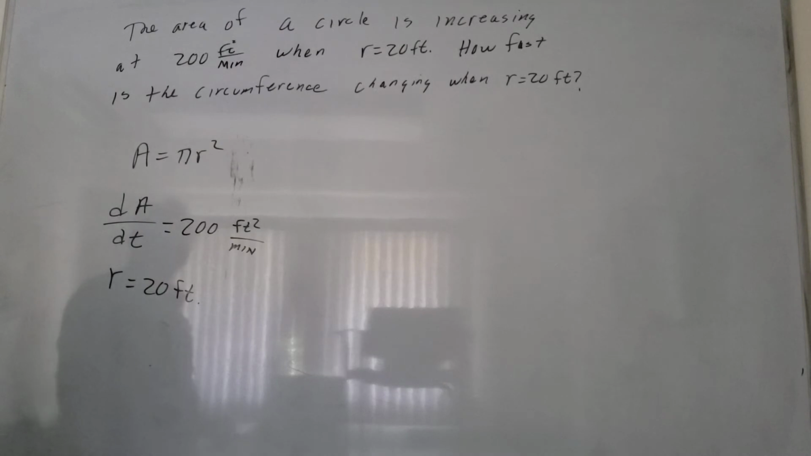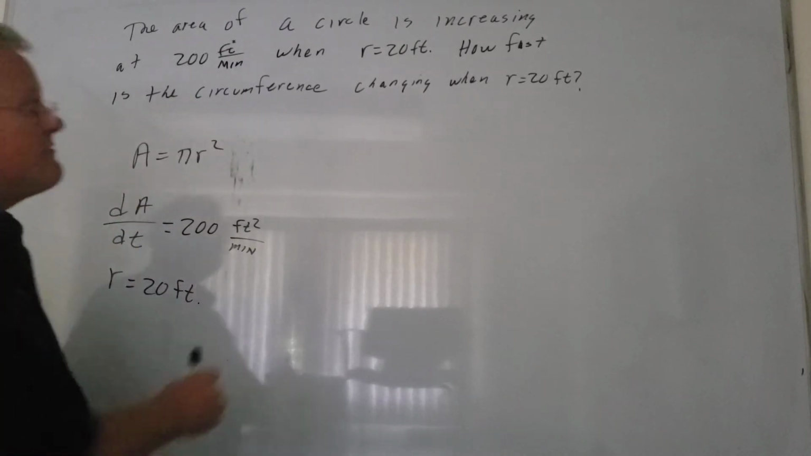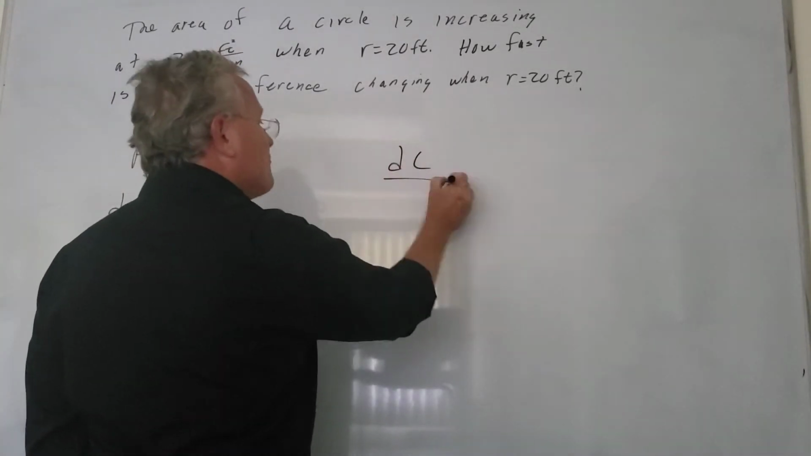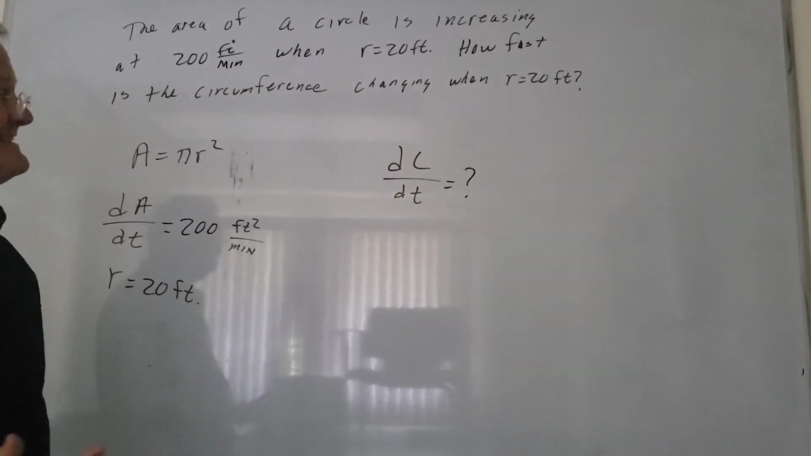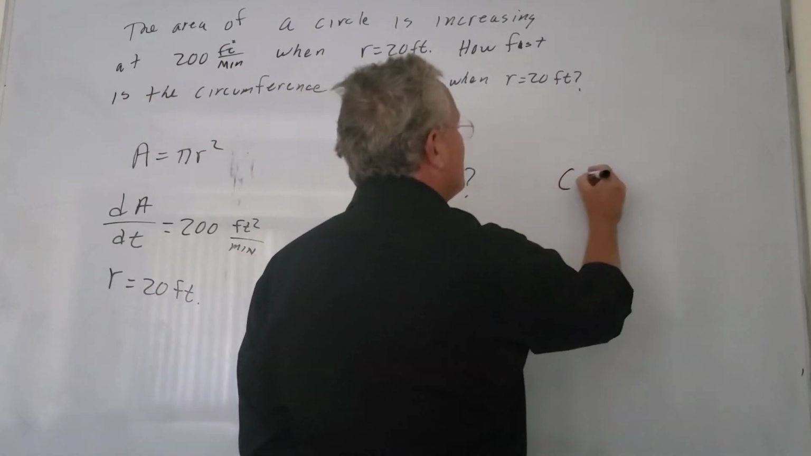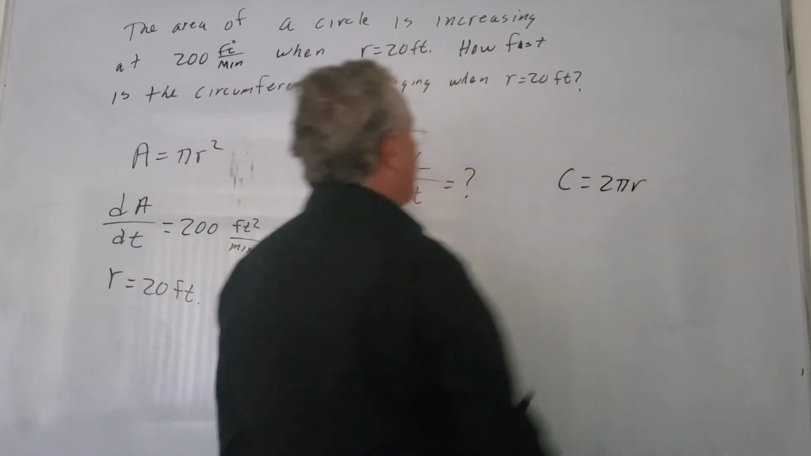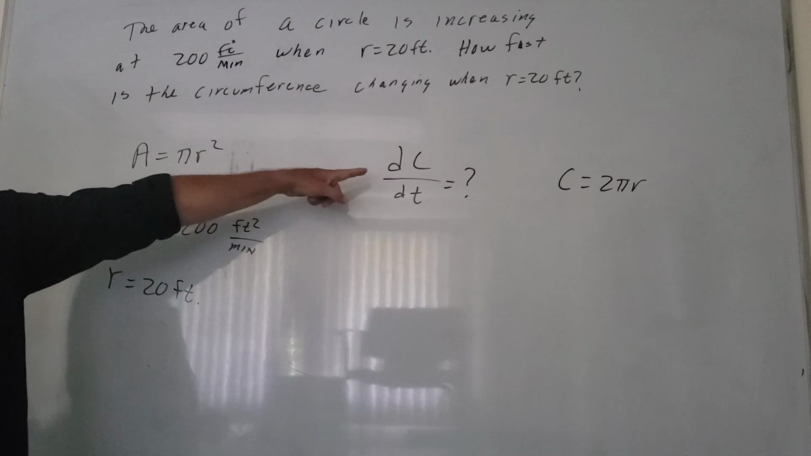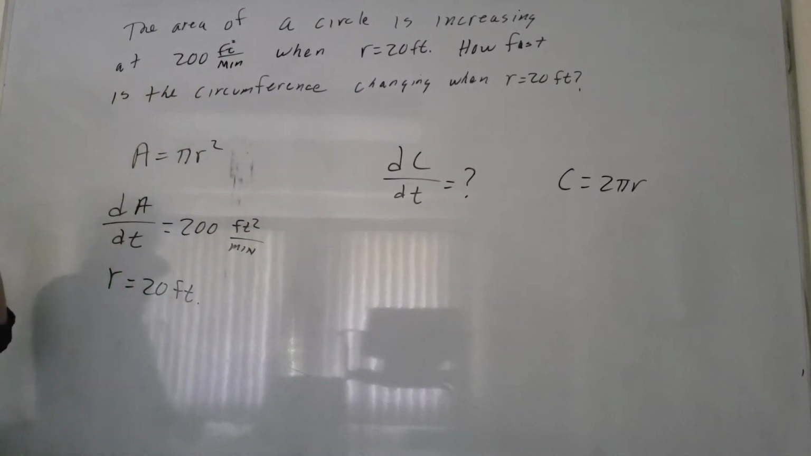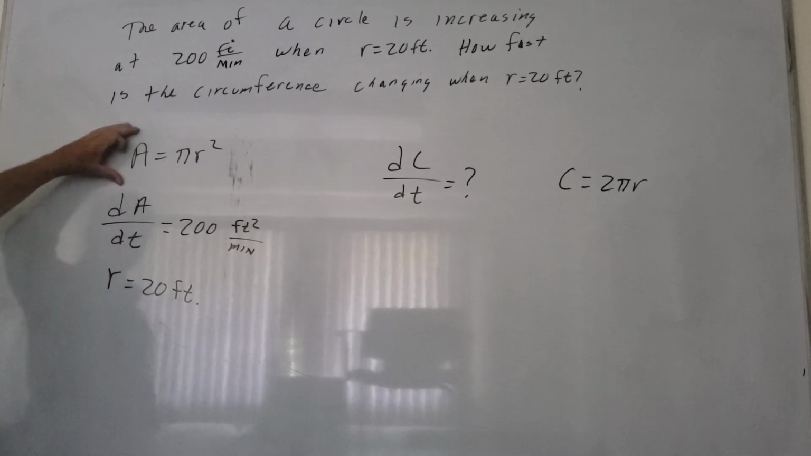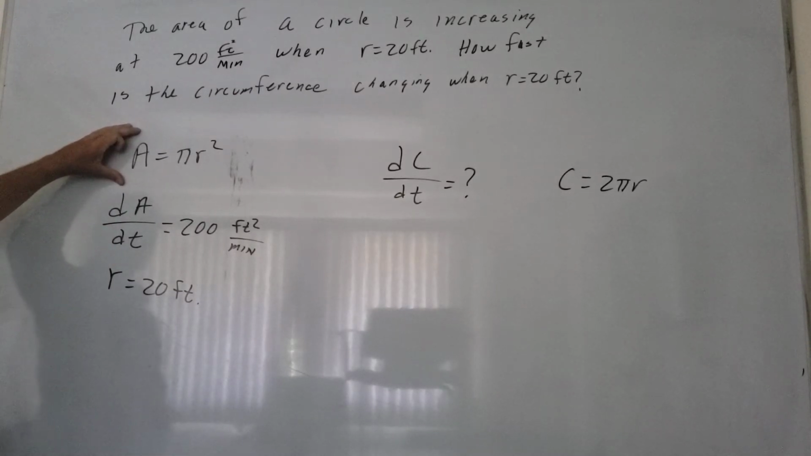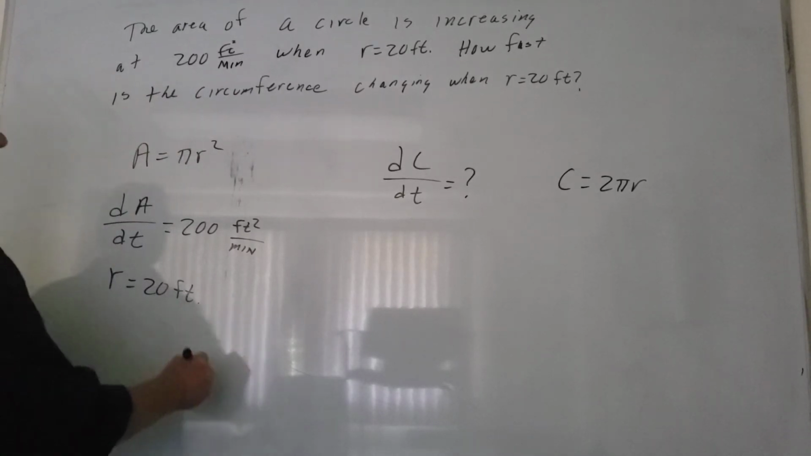Then what we want to know is how fast is the circumference changing? Well, the rate at which the circumference is changing is dC/dt, and remember the circumference of a circle is 2 pi r. All right. This is what we're trying to find when the radius is 20. So now what do we do? Well, we know what dA/dt is when r is 20, so let's take the derivative here of this right here.